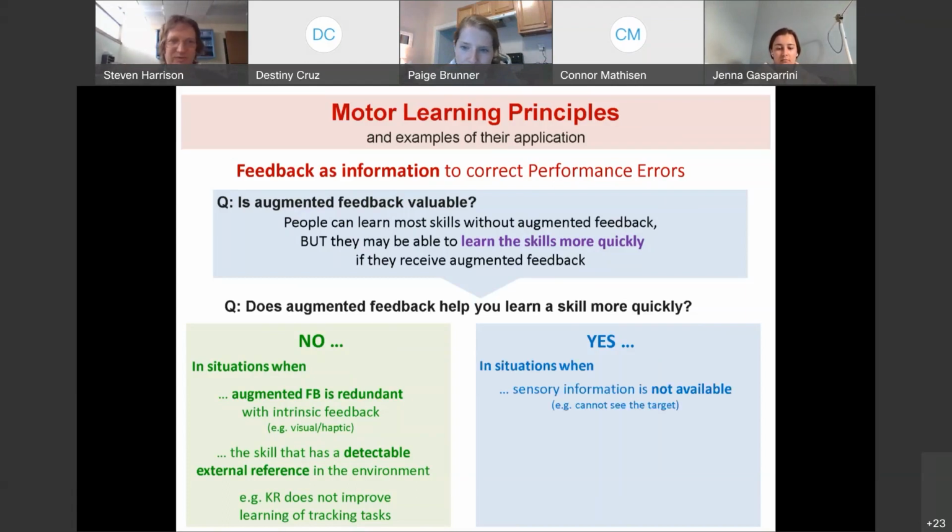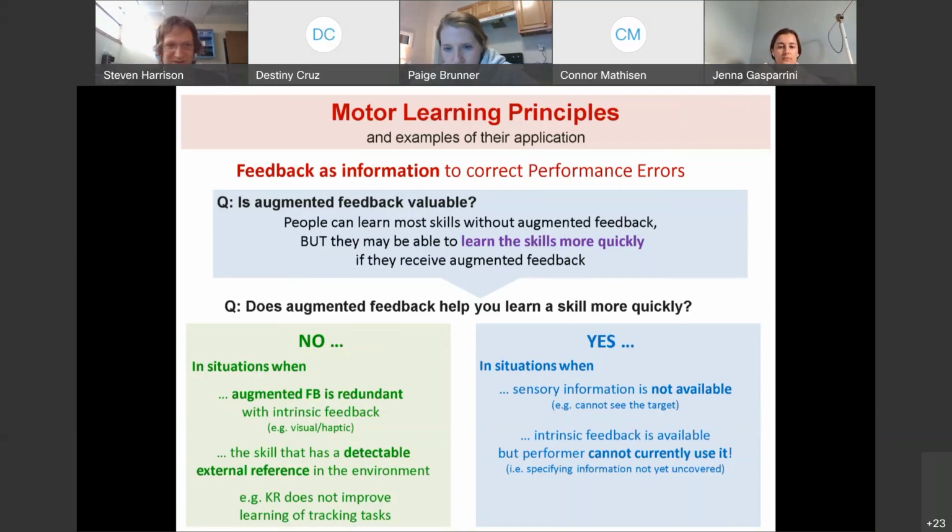But in particular circumstances, which we'll elaborate on, the S side. Okay, augmented feedback is likely to help you learn a skill more quickly in situations where specific sensory information is unavailable to you. The most extreme case would be doing a tracking task where you're asked to produce a particular type of movement that goes along with the movement of a target that you can't see. Then getting augmented feedback is going to be super useful.